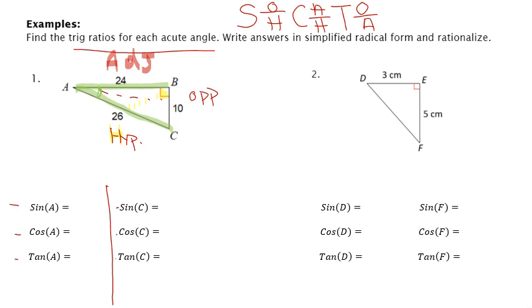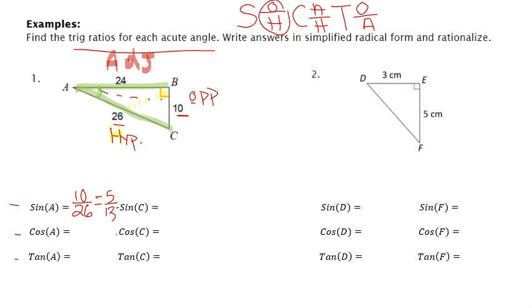If I'm looking for sine of A, I'm going to see that sine is opposite over hypotenuse. So opposite over hypotenuse. My opposite is 10. My hypotenuse is 26. And then I'm going to go ahead and reduce that. That reduces to 5 over 13. So what I'm saying is the sine of angle A is 5 over 13.